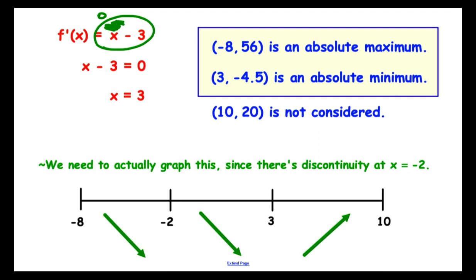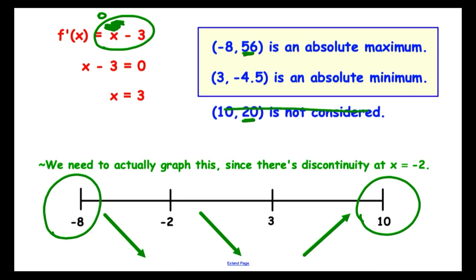So the possible absolute maxes would be at -8 and at 10. And so you look at those two numbers. 56 beats the 20 out. So -8, 56 becomes the absolute maximum. The 1020 can't be a local max. It's an endpoint. It's just not considered. It's out. And since this thing doesn't bend anywhere else, the minimum that happens at x equals 3 is an absolute min. And that's the point 3 comma -4.5.